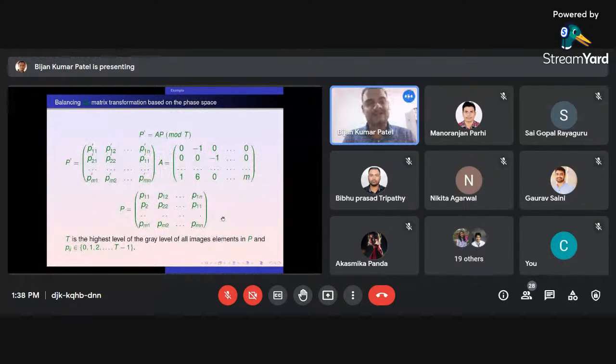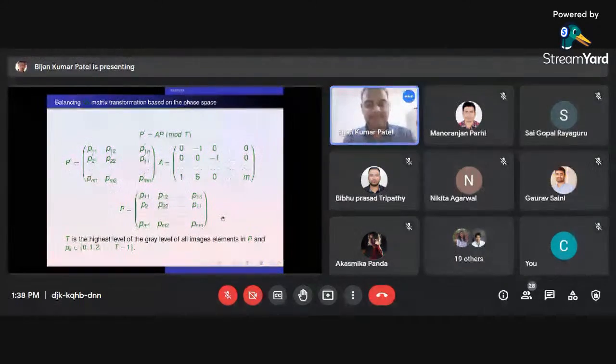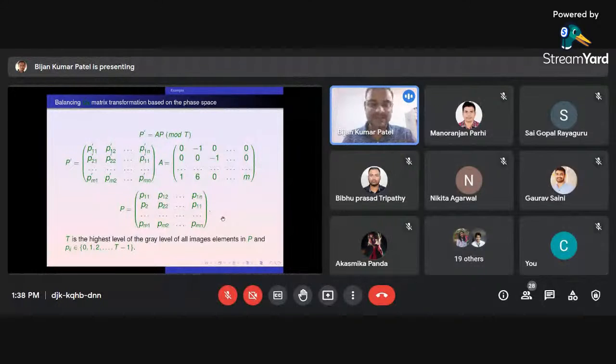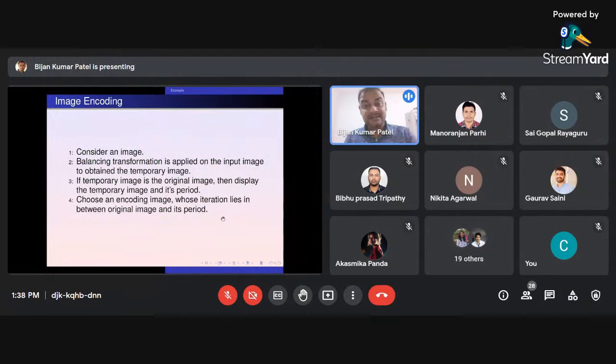Suppose the original image is P, with pixel values P11, P12, up to P1n, because the image can be regarded as a matrix. Suppose our original image is the matrix P, then the new image is P dash, and A is our balancing QB matrix, an n by n matrix. We use the operation P dash equals A into P modulo T, and that is our operation.